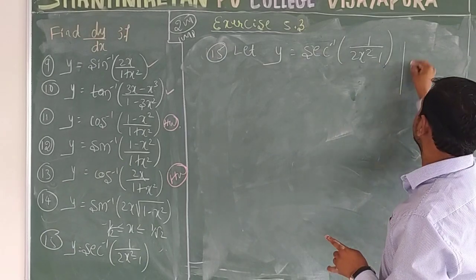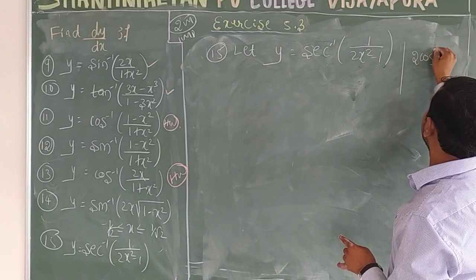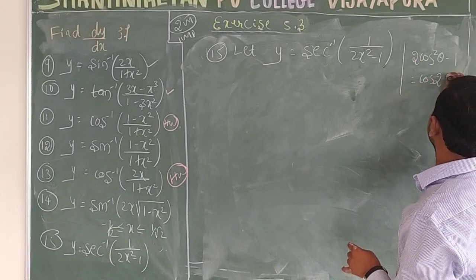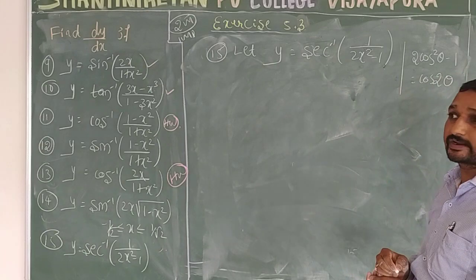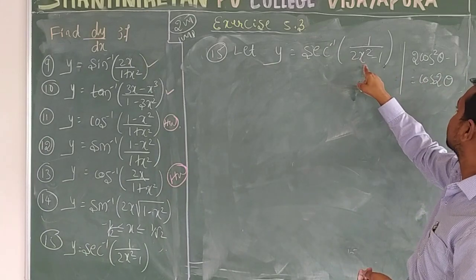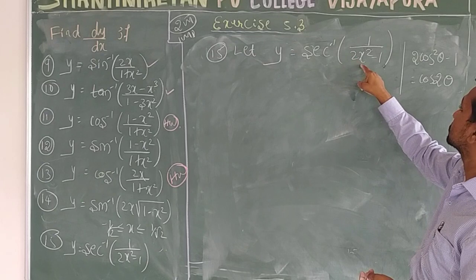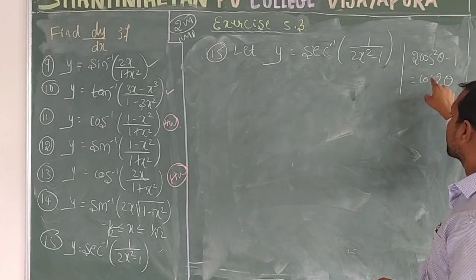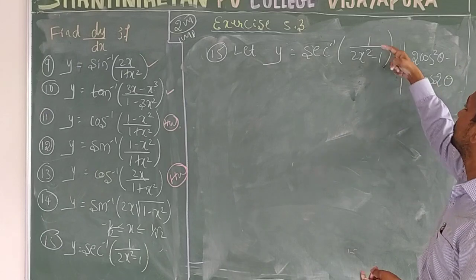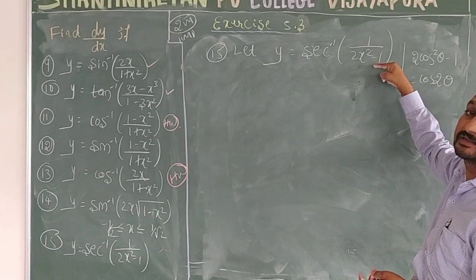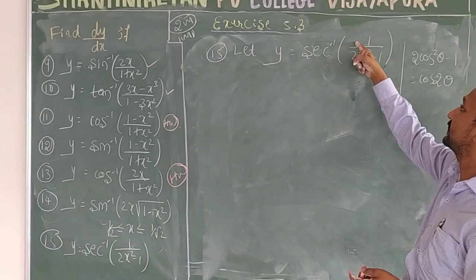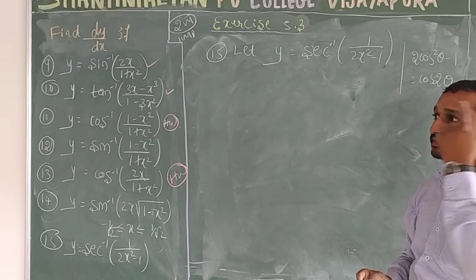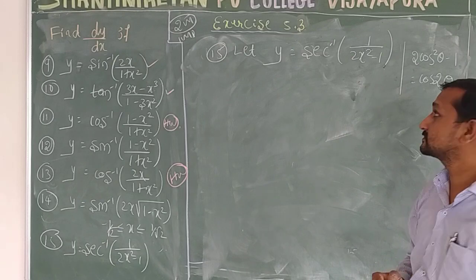Do we know what that is? 2 cos square theta minus 1 is nothing but cos 2 theta. Very good. So put x equal to cos theta, then 2 cos square theta minus 1 is the formula for cos 2 theta. So this is of the form 1 divided by cos 2 theta. Cos 2 theta shifted to the numerator becomes sec, so obviously we can cancel. Think this way, students.